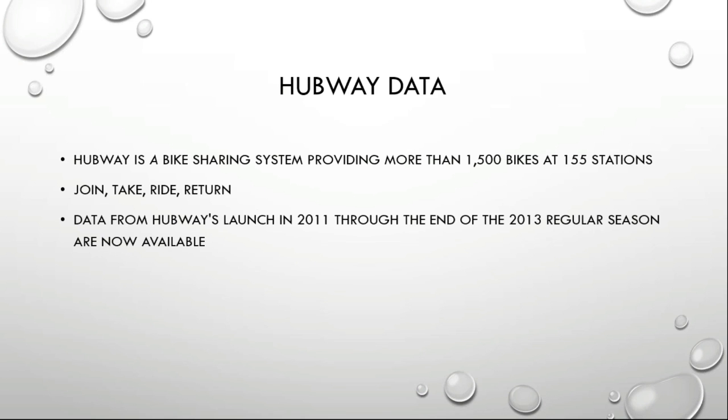The data that we chose is from Hubway. Hubway is a bike sharing system that provides more than 1,500 bikes at 155 stations. The way the program works is you join the Hubway system either as an annual member or as a short-term member, and then you're able to take a bike, ride it, and return it to any station. The data from Hubway's launch in 2011 through the end of 2013 regular season is what we use, and their season ends in November.